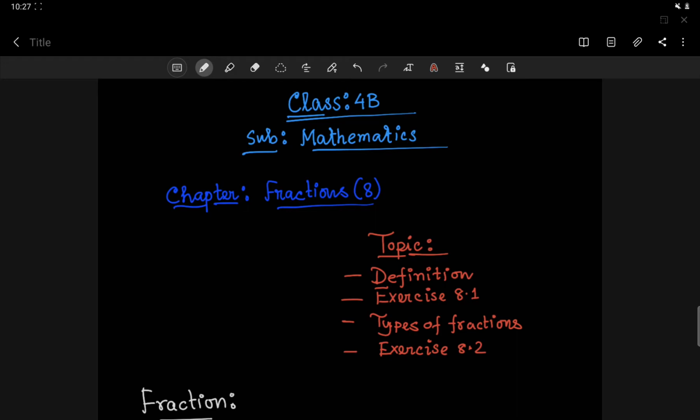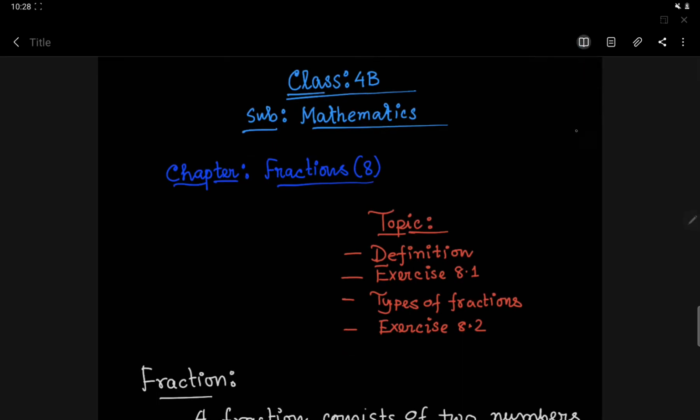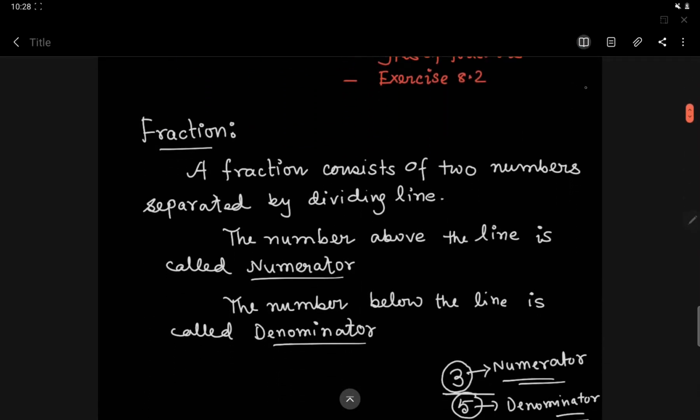So today we will start this same chapter but with higher problems or different types of problems for this class. So let's start. At first we have to know what is fraction.